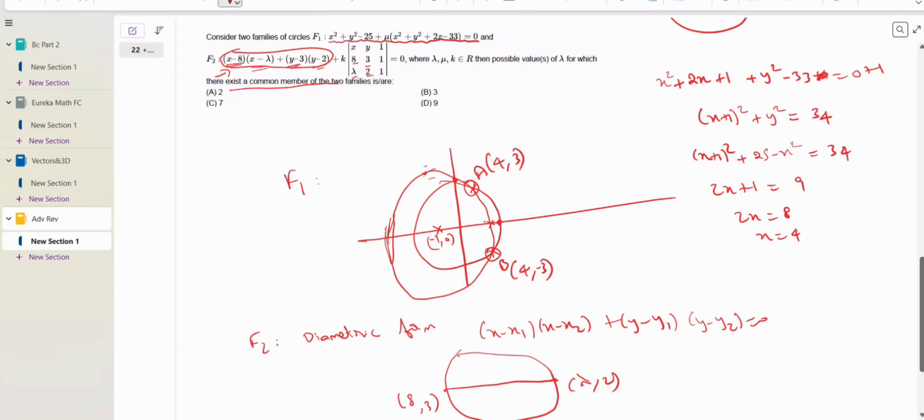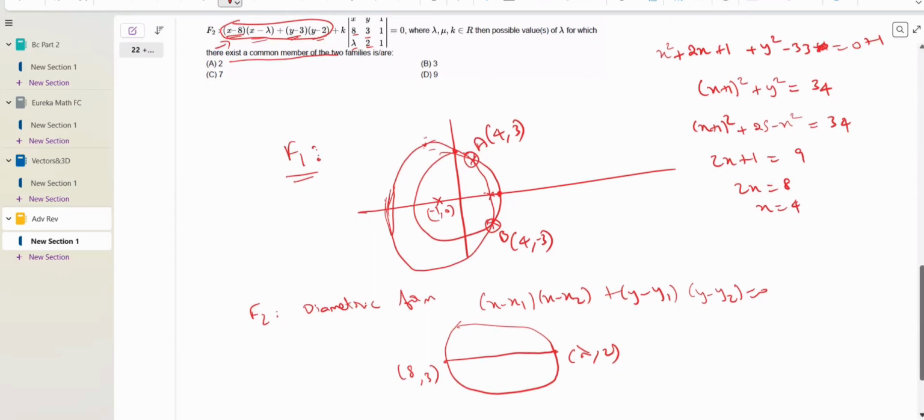So can't we substitute 4 comma 3 and 4 comma minus 3 in the two equations? That's a better idea as well, because as we were saying about family 1, 4 comma 3 and 4 comma minus 3 have to be obeyed by each and every circle of family 1. So if I substitute 4 comma 3, then this equation of family 2 should be satisfied, as well as for 4 comma minus 3. A good point. So let's substitute.